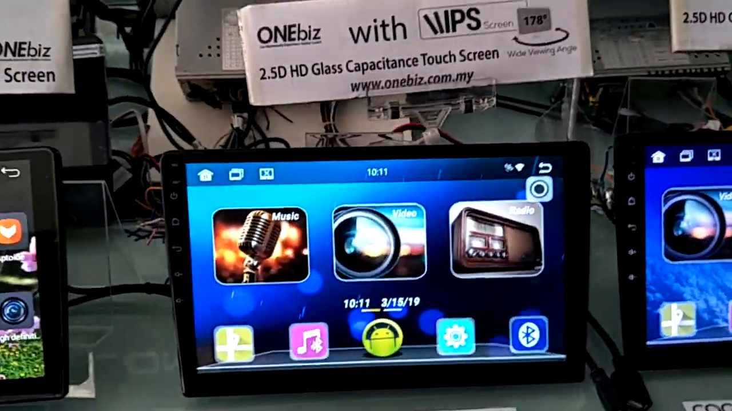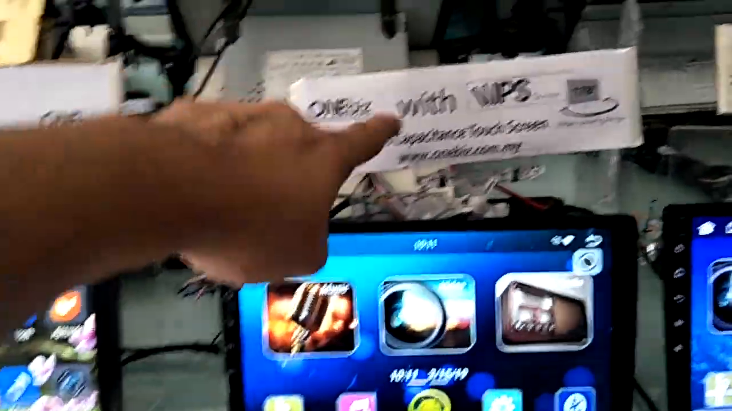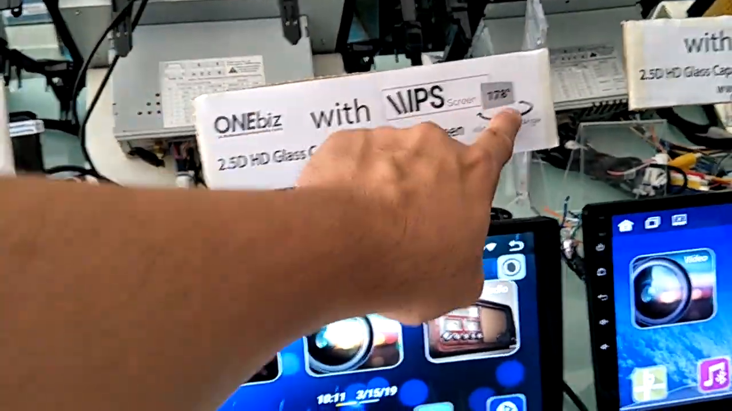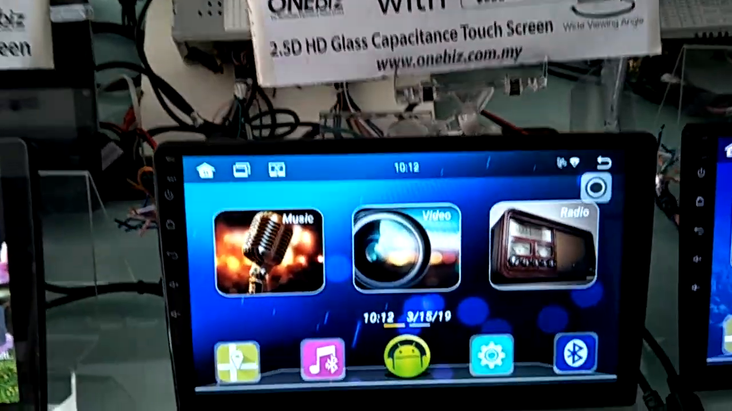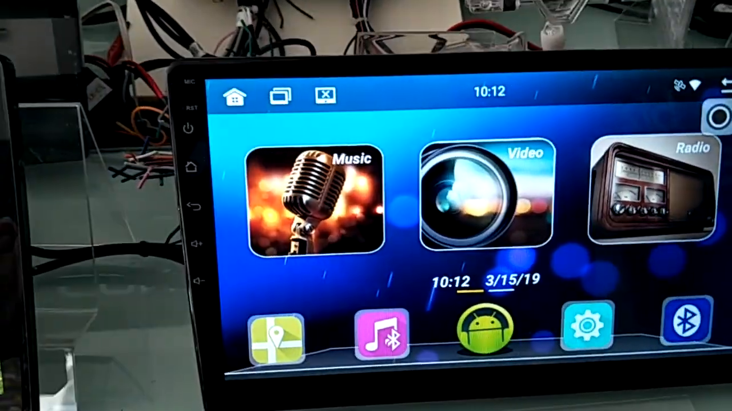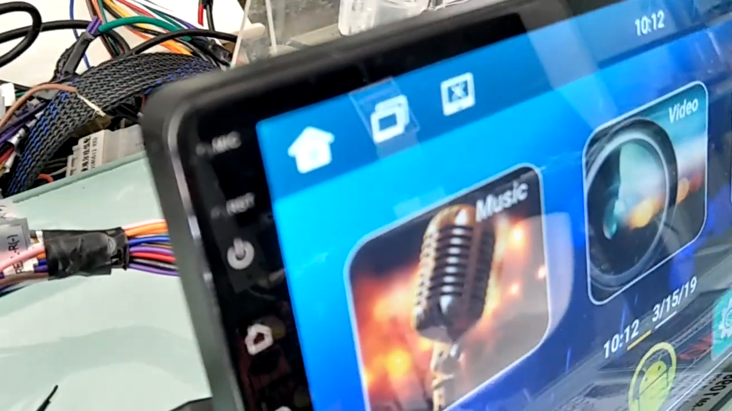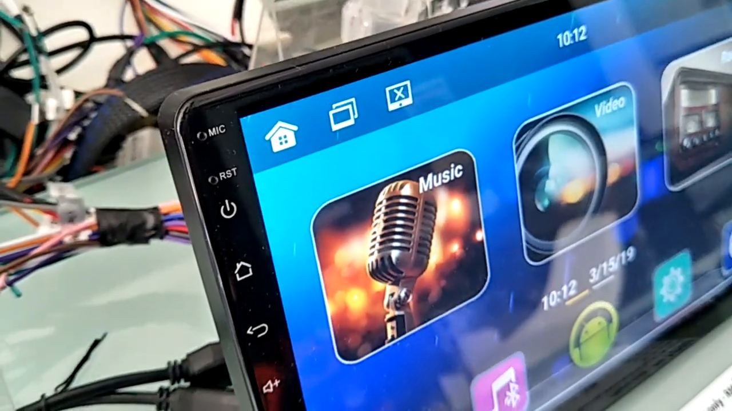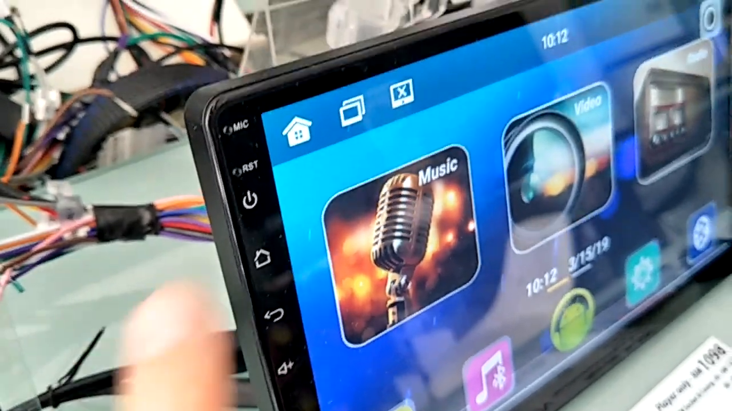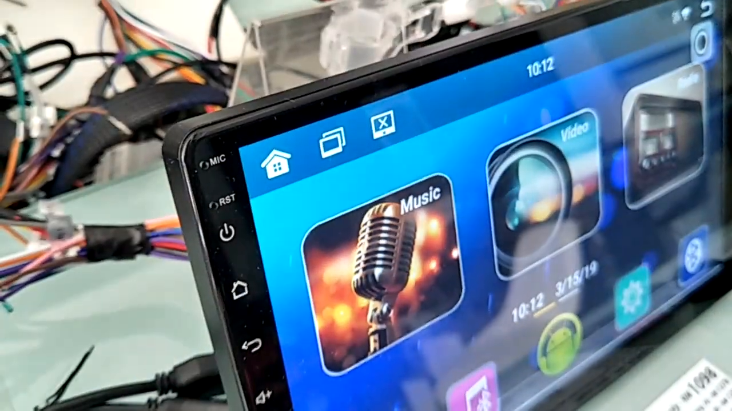In the middle one is with IPS screen and 2.5D. Okay, 2.5D. It's got a curved screen, curved glass screen.